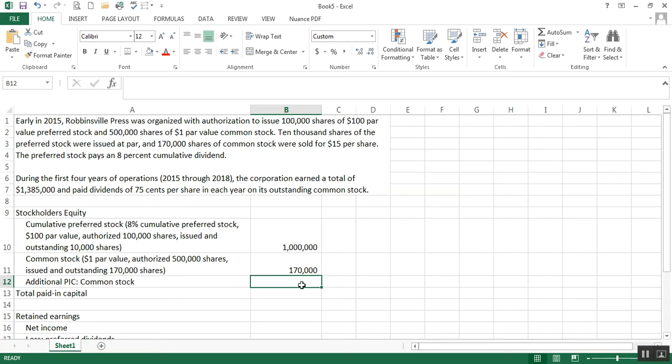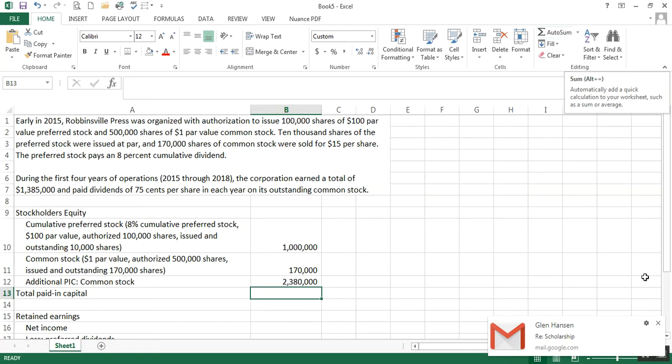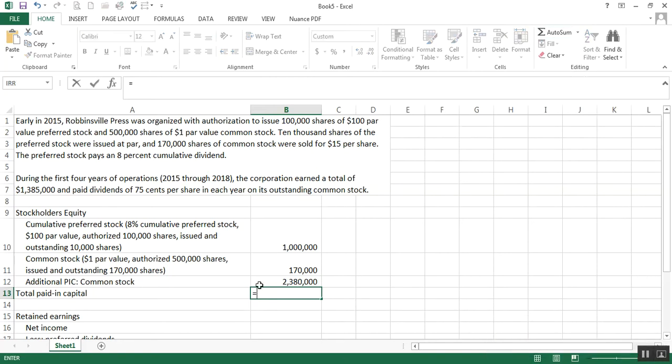And now our additional paid-in capital is going to be equal to the $15 price that we sold it for minus the $1 par value. So it's $14. In parentheses, remember your order of operation, times 170,000 shares outstanding. Okay? And now you're going to use a formula to add these up. You can either use equals this plus this plus this, or you can use the sum formula, which adds these up and gives you the same amount.